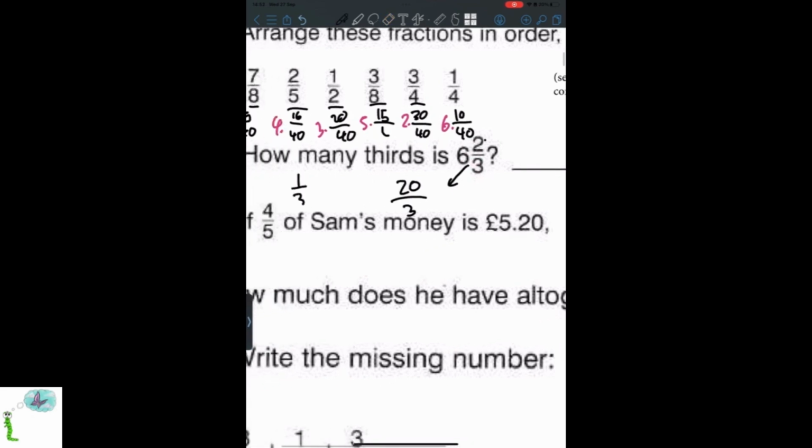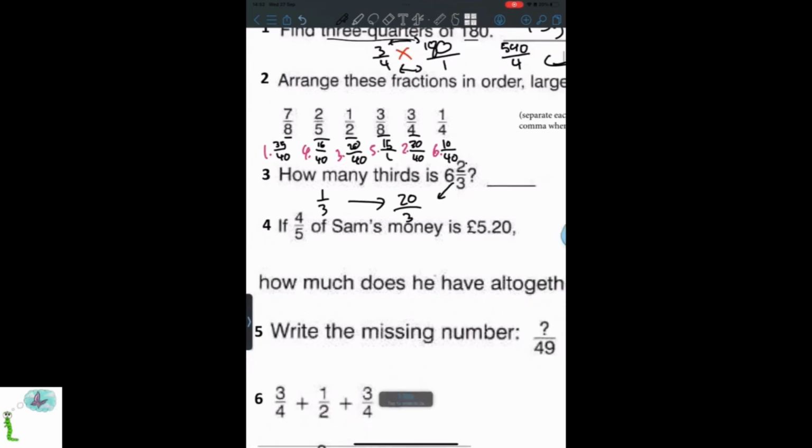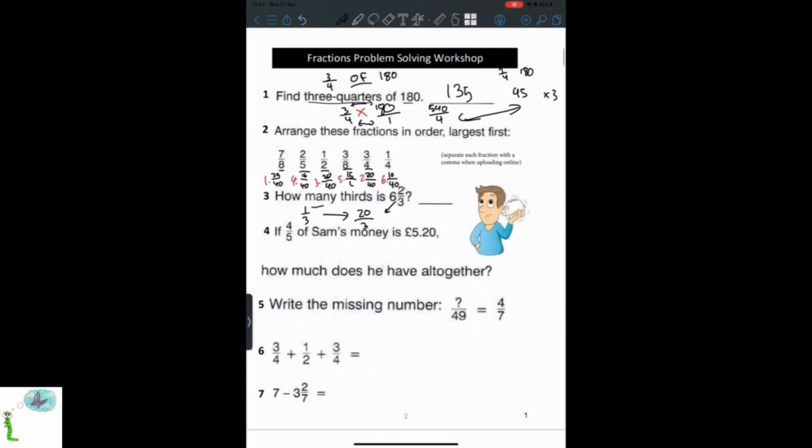And if that method was too complicated, just convert this to an improper fraction. What you do is 3 times 6 plus 2. Remember these invisible signs. And you get 20 over 3. And then what it's asking you is how many thirds go into that, right? It's much quicker. And you can quickly see it's just 20 of them. So the answer is 20.